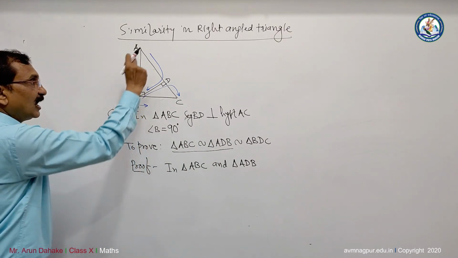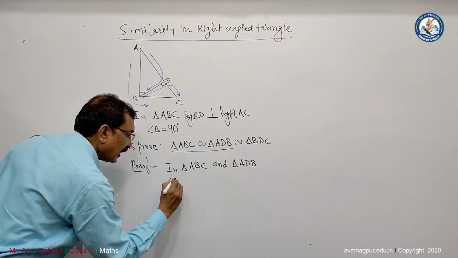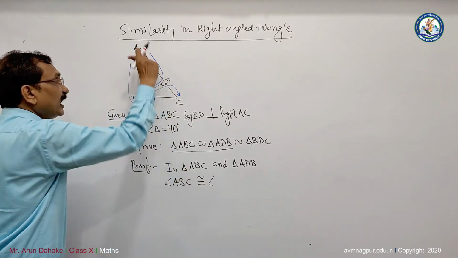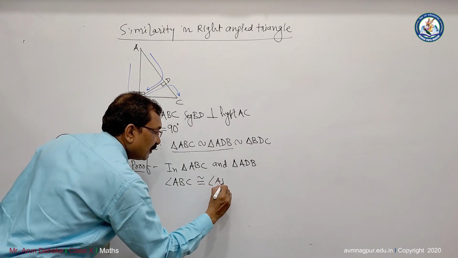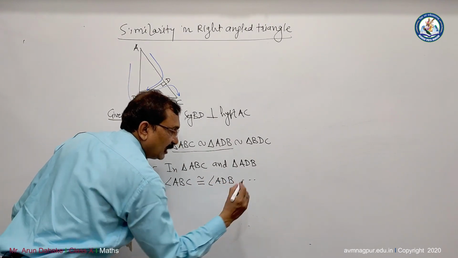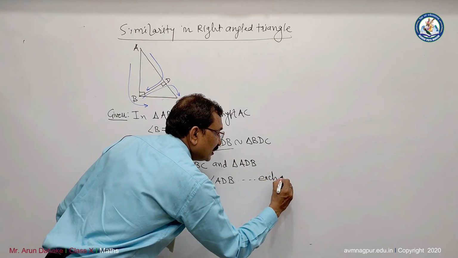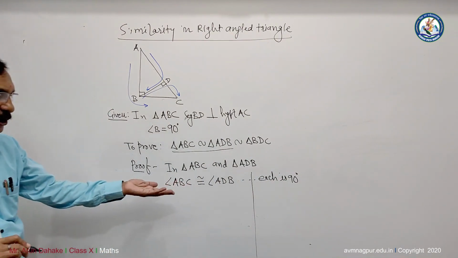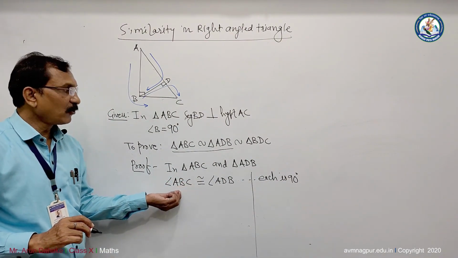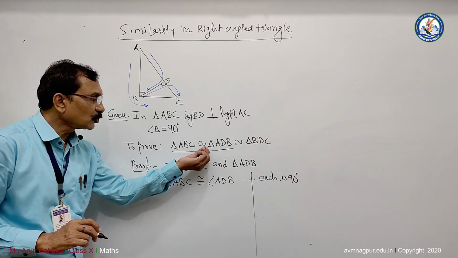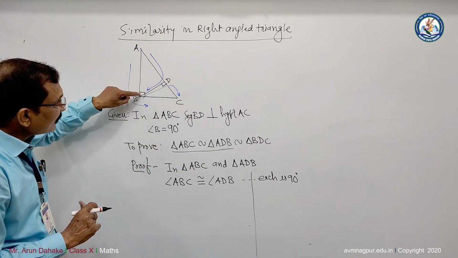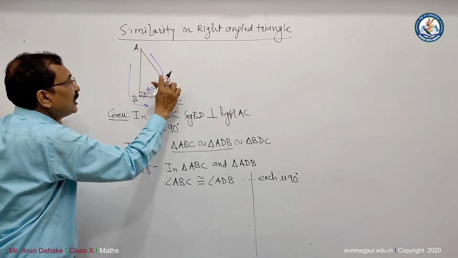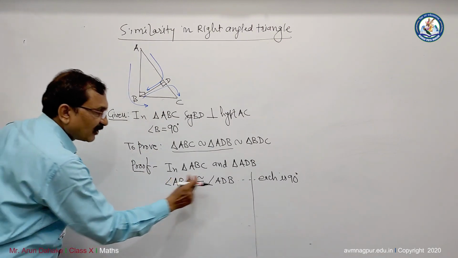See here, angle ABC is congruent to angle ADB. The reason: each is 90 degrees. Now we see how we are proving that these 2 triangles are similar. One is 90 degrees, and this ADB also is 90 degrees. That's why each is 90 degrees.